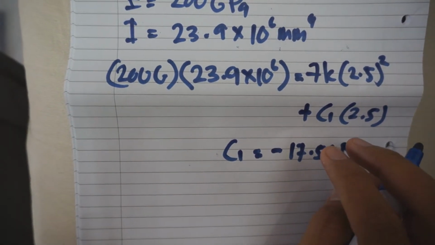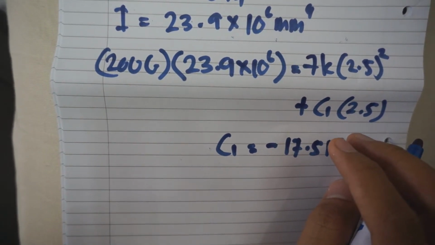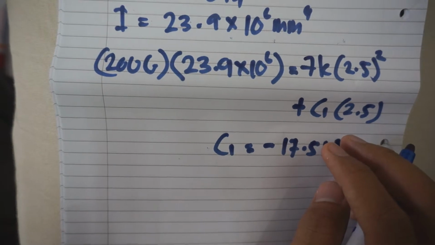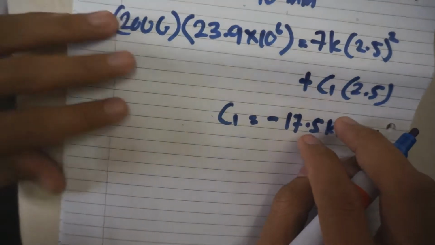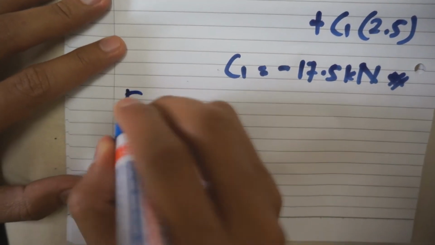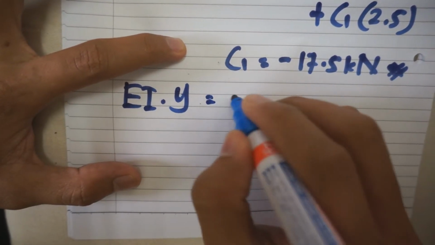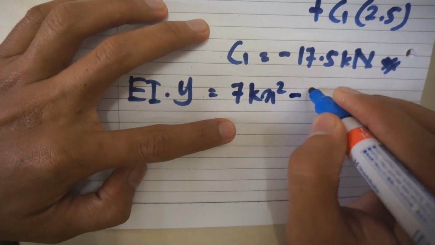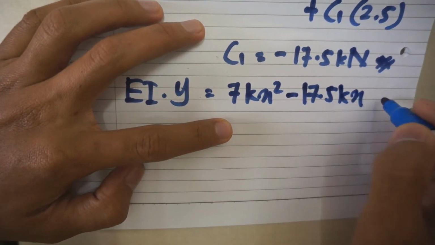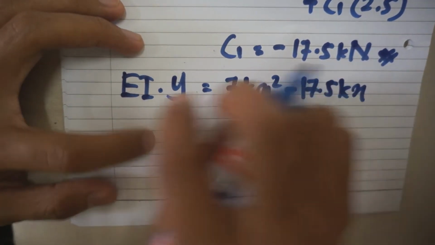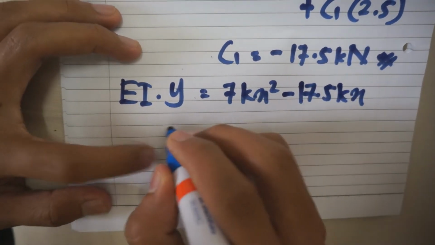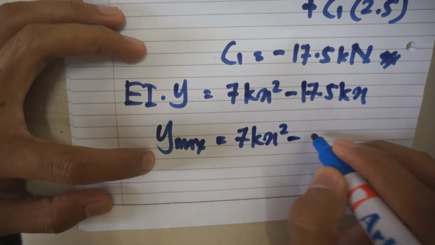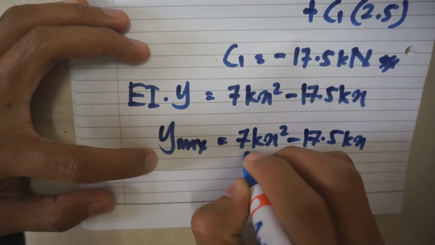Now what do we do with the c1? With the c1 we can find the y maximum, which is the deflection at point C, which is at the center of the beam on the y axis. Okay, now we turn from the equation EI times y equals 7k. The c1 is negative, so negative 17.5 kx. c2 is 0, so we don't need to write it. We transfer the I to the right side, so y max equals 7kx squared divided by EI.